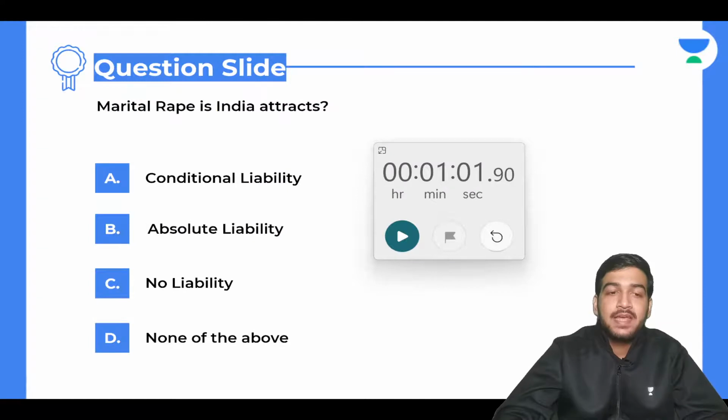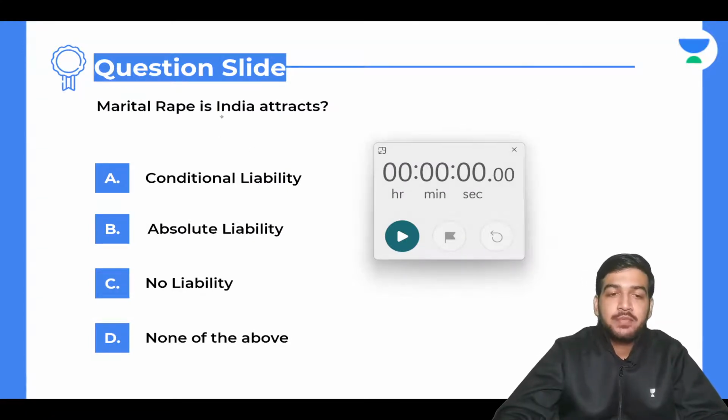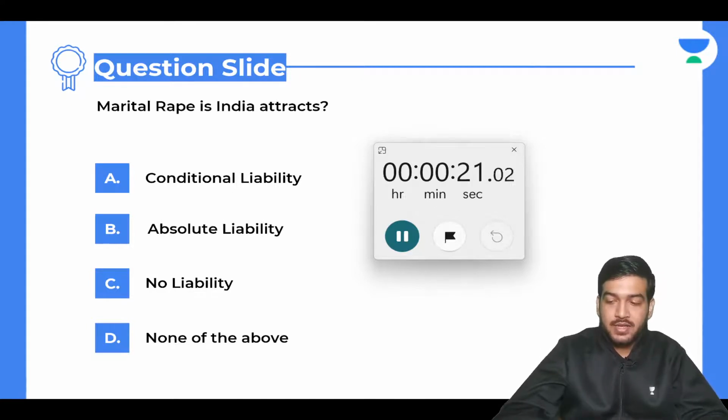Okay, then the next one, this is regarding legal GK. Marital rape in India attracts what kind of penalty? A conditional liability, B absolute liability, C no liability, or D none of the above? Marital rape in India attracts what? Conditional liability, that is you are only limited liable, absolute liability, no liability, or none of the above.